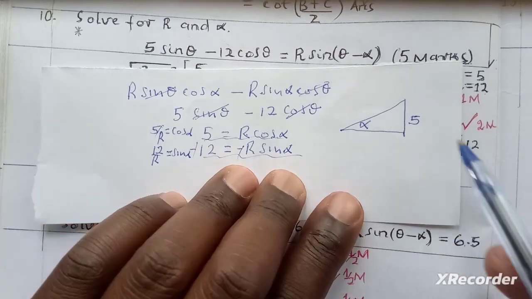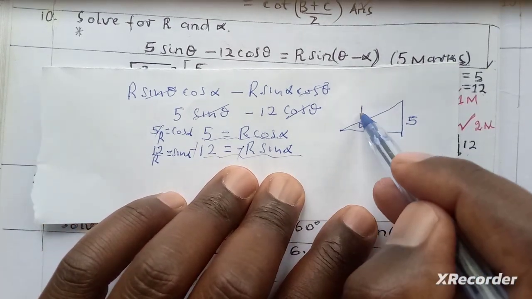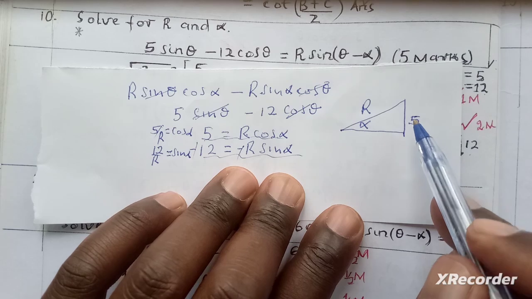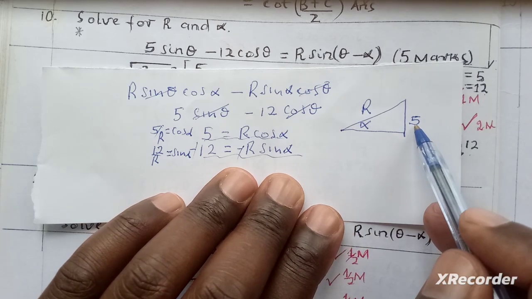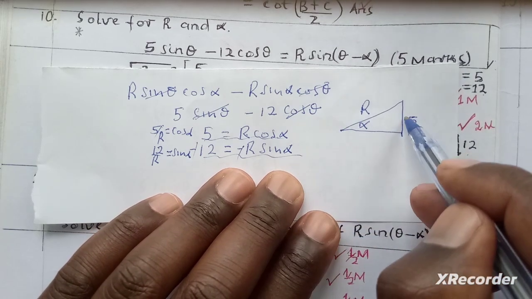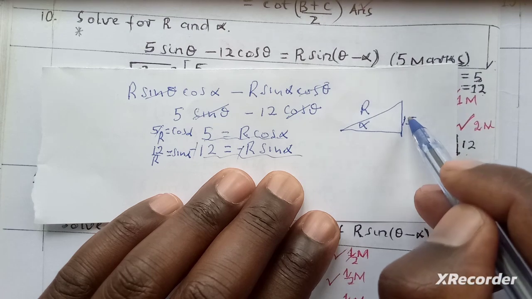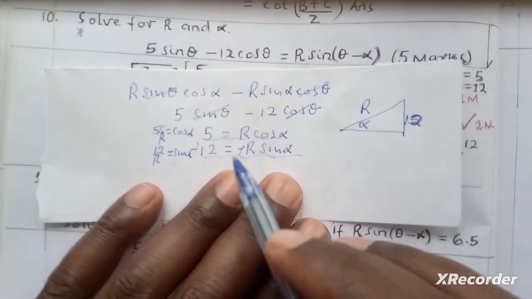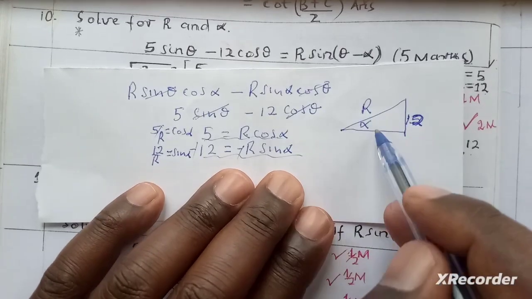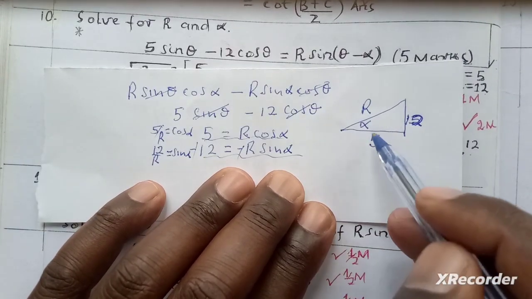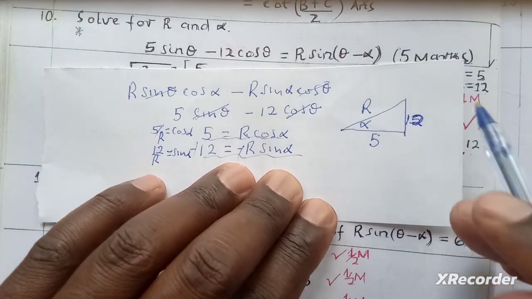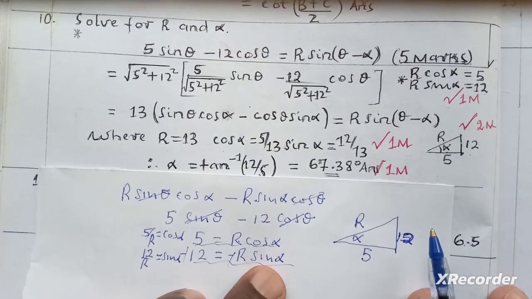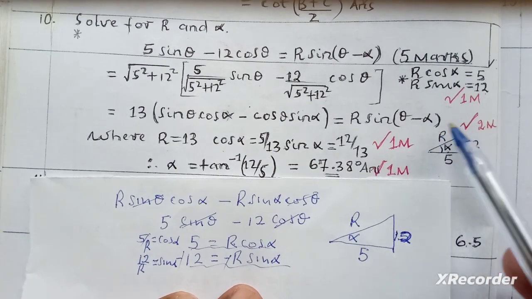So this one will be 5, and this is going to be r. This is for the sine: opposite all over hypotenuse. For cos, it is going to be adjacent, 5 all over r. So this is the triangle that you are going to get, as shown here.